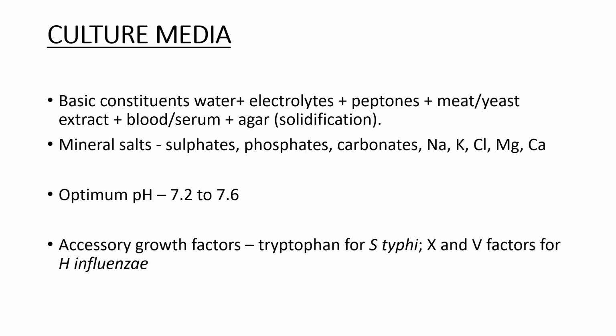Mineral salts जो कि add होते हैं they can be sulfates, phosphates, carbonates, sodium, potassium, chloride, magnesium and calcium. pH कल्चर मीडिया को बनाने के लिए approximately 7.2 to 7.6 and accessory growth factors कई बार requirement होती है for the growth of specific bacteria. For example, tryptophan is added in the culture media for the growth of Salmonella typhi and 10 and 5 factor for Haemophilus influenzae.